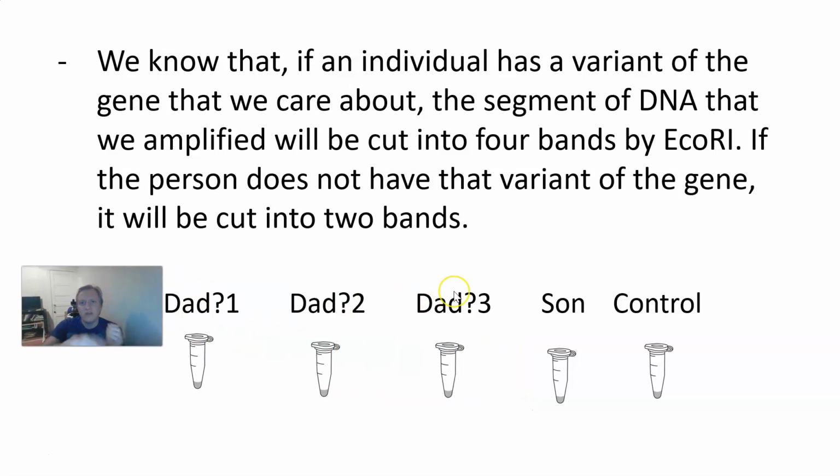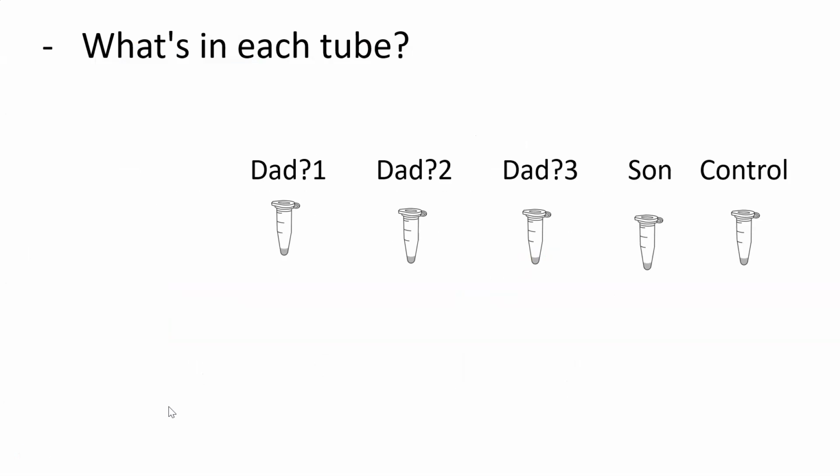We know that if an individual has a variant of the gene that we care about, the segment of DNA that we amplified will be cut into 4 bands by EcoRI. If the person does not have that variant, it will be cut into only 2 bands. So now, again, what's in each tube? Well, it should just be the segment of DNA that we amplified. And it should all be the same whether or not the individual has that gene.